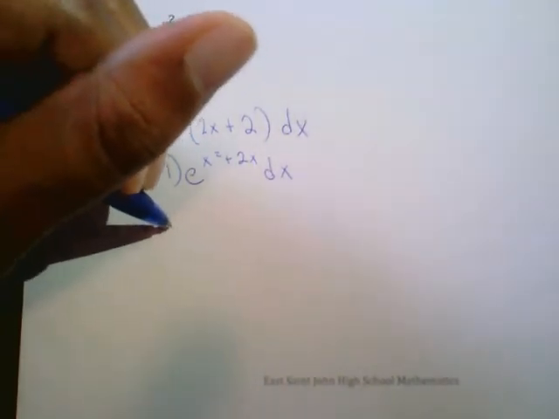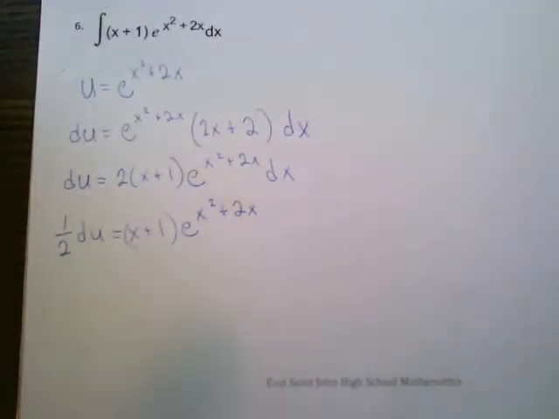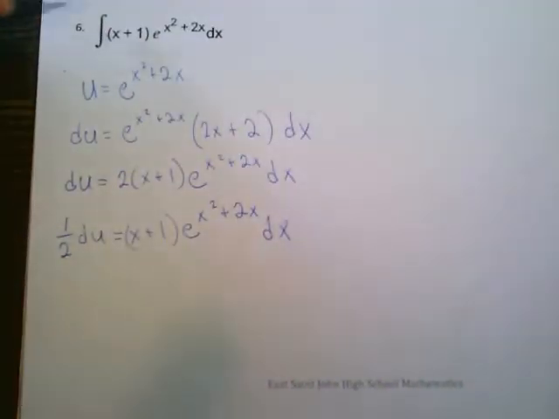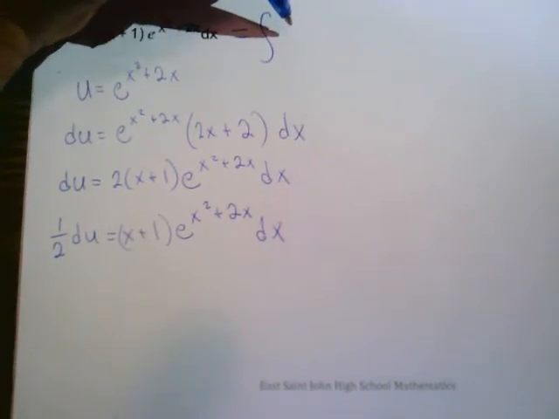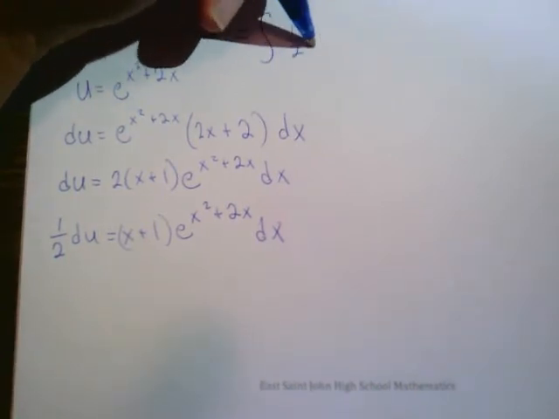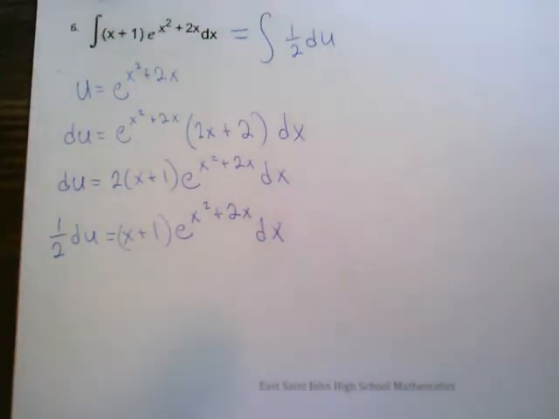and that equals x plus 1 e to the x squared plus 2x dx. So now we'll substitute everything out for 1/2 du. So all of this equals the integral of 1/2 du. And then we integrate, and remember to substitute u back in after you find your integral and simplify it.